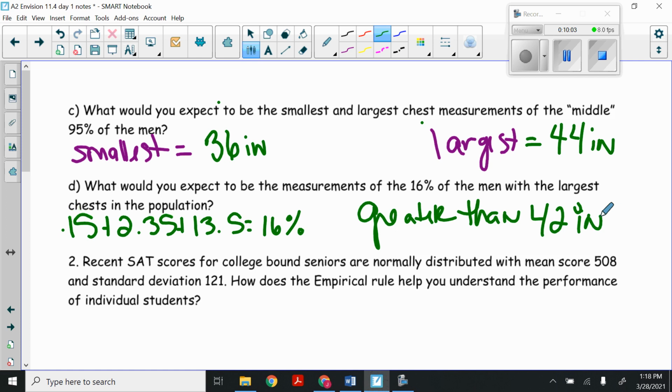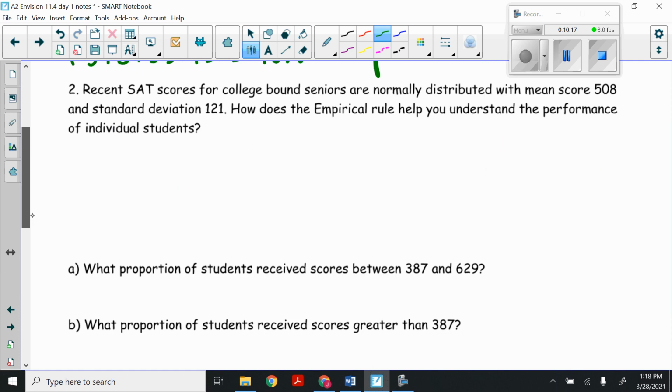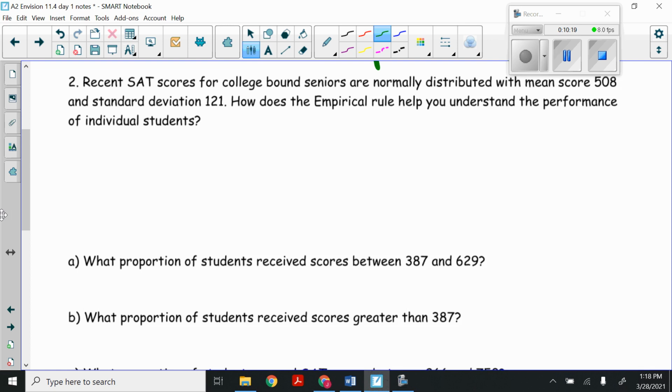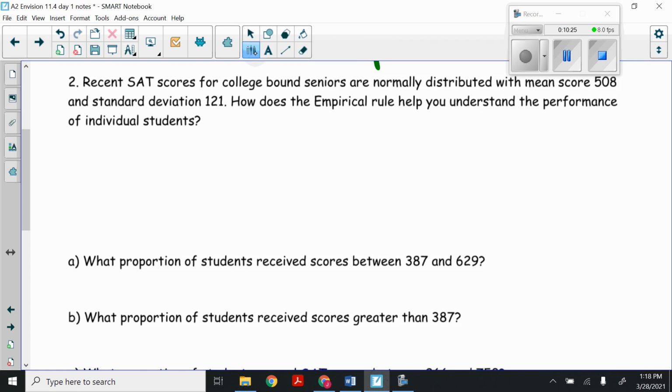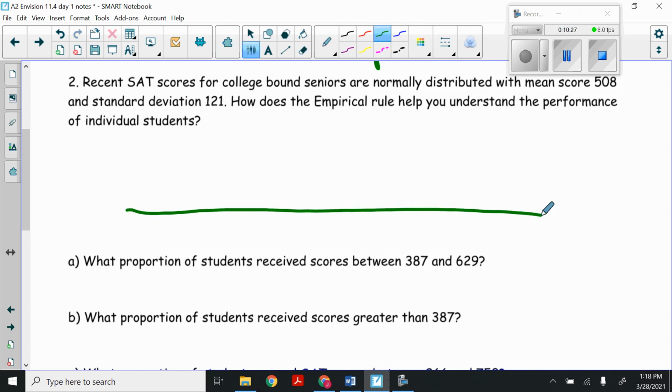So number 2 says, recent SAT scores for college-bound seniors are normally distributed with a mean score of 508 and a standard deviation of 121. How does the empirical rule help you understand the performance of individual students? So first, we need to draw this. So I'm going to draw my number line here. Ooh, that was not very nice. So straight line. And then we want to draw a bell curve.